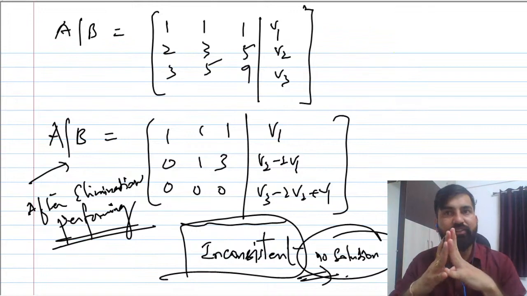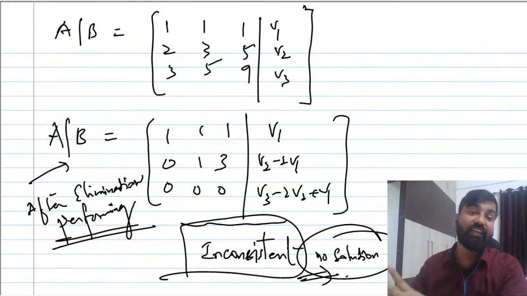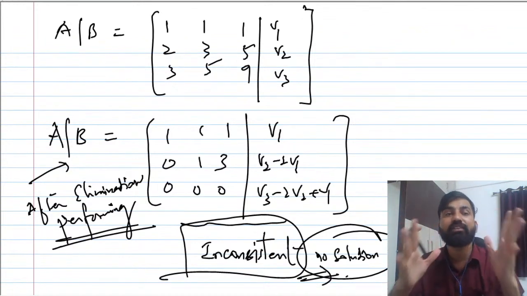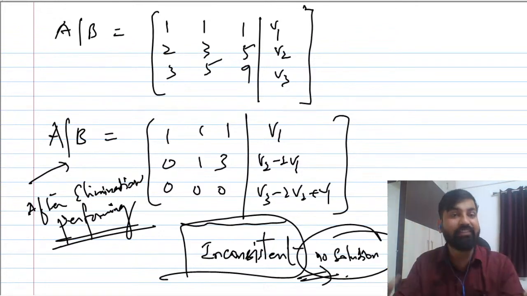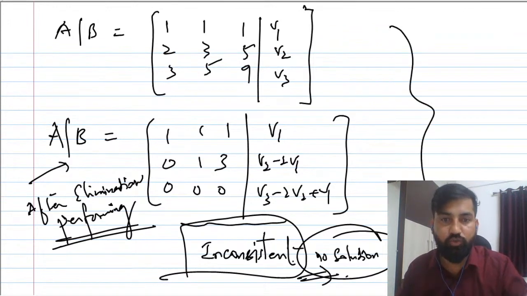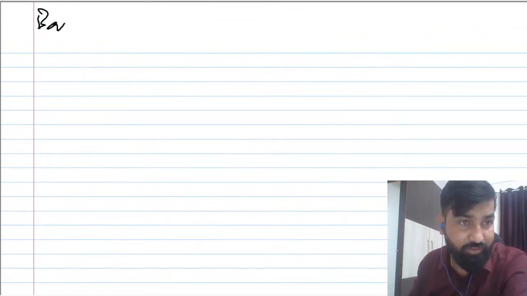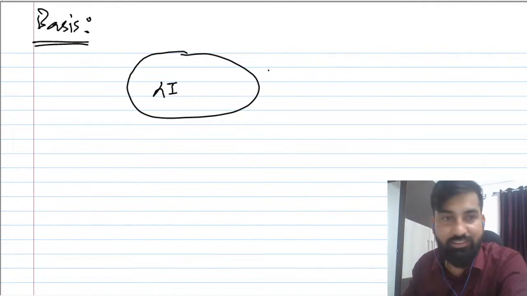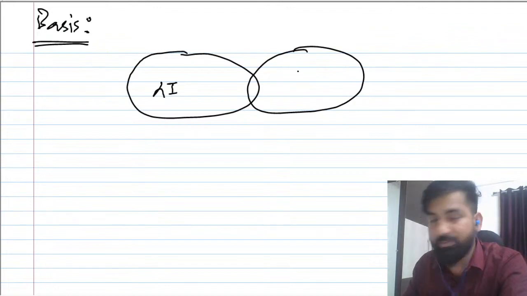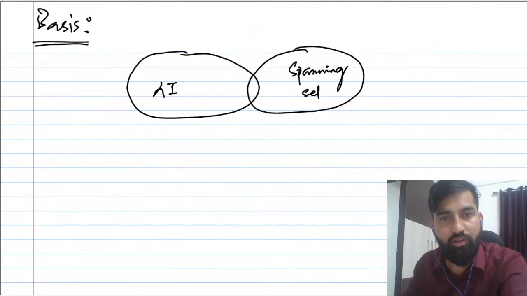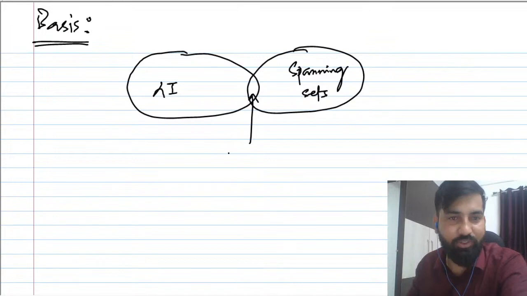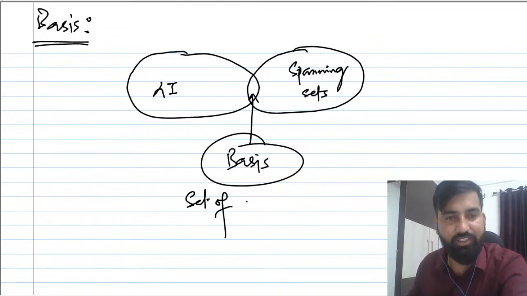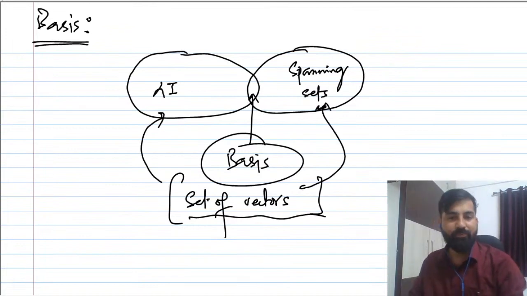So those vectors which span the space as well as are linearly independent are known as a basis. Those vectors which are linearly independent as well as span the vector space. Keep this in mind. So what is a basis here? That you have to understand. A basis is nothing but vectors which are linearly independent and which span the space. You can say spanning sets, right? Their intersection is going to be known as a basis, and a basis is nothing but a set of vectors. What kind of set of vectors? They should be linearly independent and they should span the space. I hope this makes sense, right?